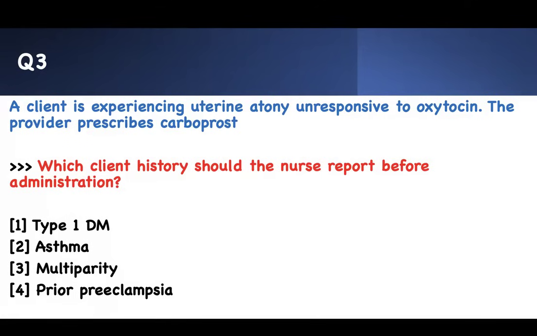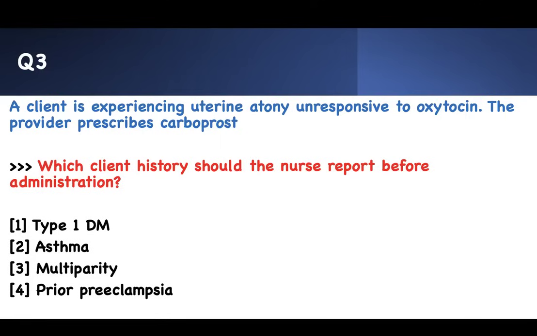Uterine atony. That means the uterus may be boggy, it can't contract. We can use medication. That medication is Pitocin. Now the Pitocin is not working, and we prescribe what? Carboprost, another medication that can contract the uterus so that it will prevent bleeding. But what is the problem? There is a contraindication in the use of this medication. Which of these should you worry about?